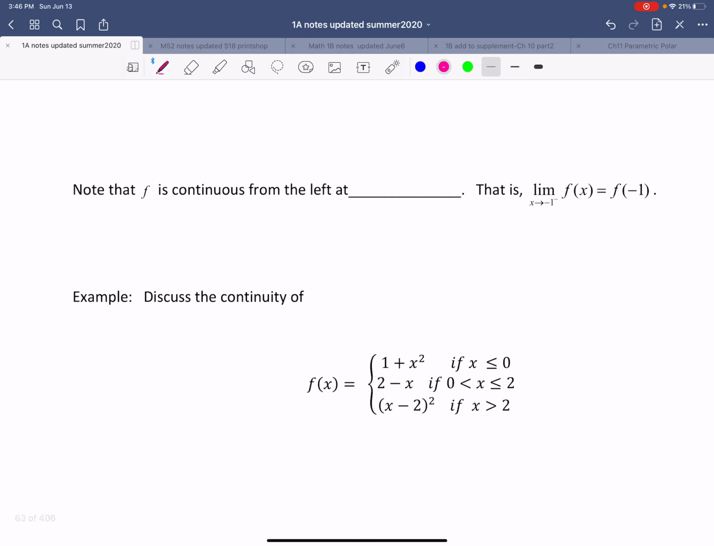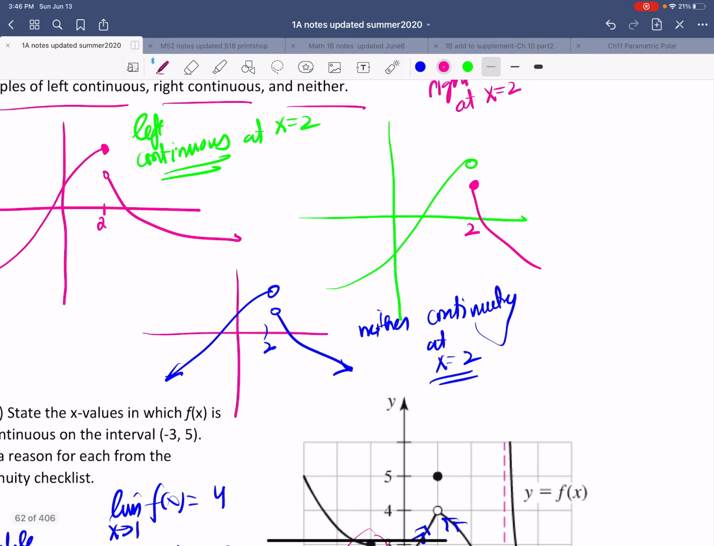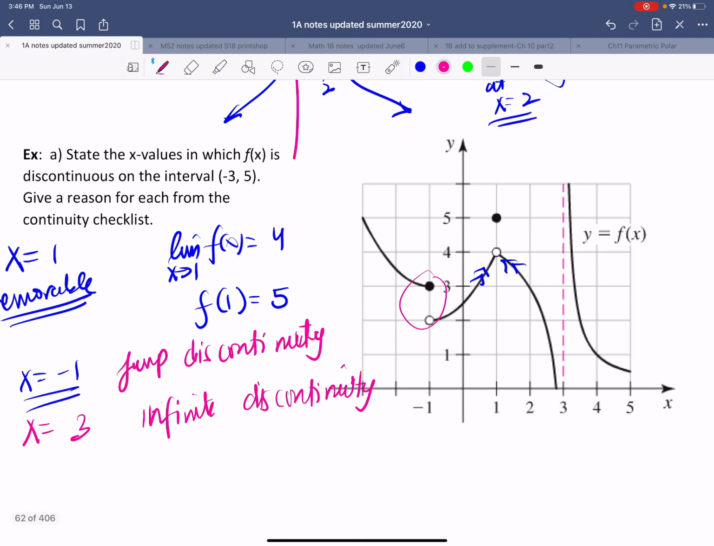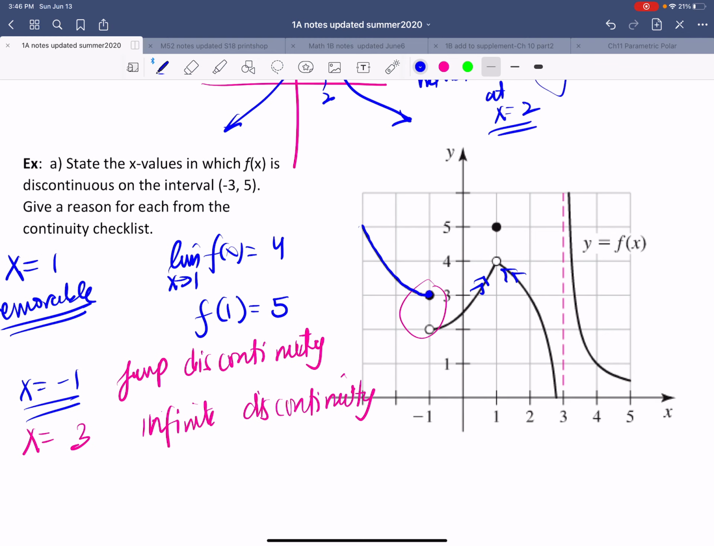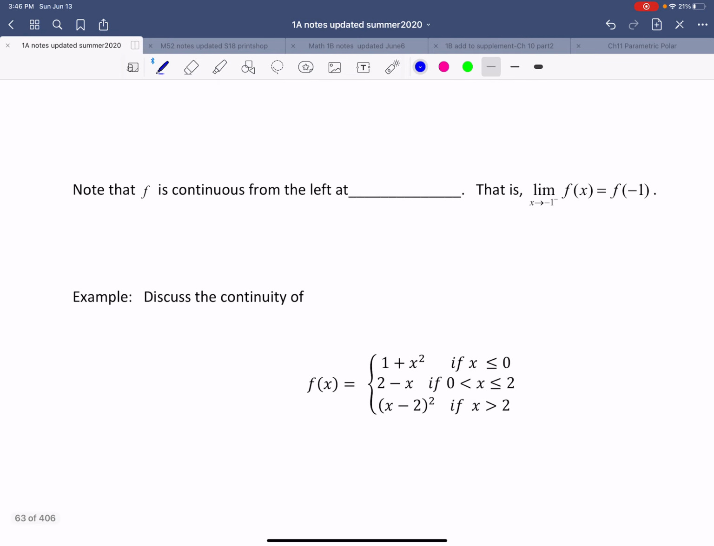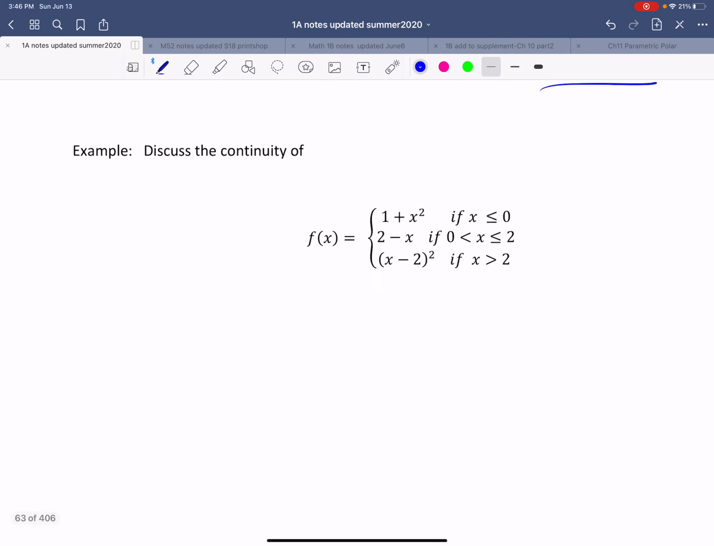Note that f is continuous from the left at what point? So at what point is f left continuous? Looks like at x equals -1, my function is left continuous because the value of the function and the limit are equal at -1. Okay, discuss the continuity of this given function.